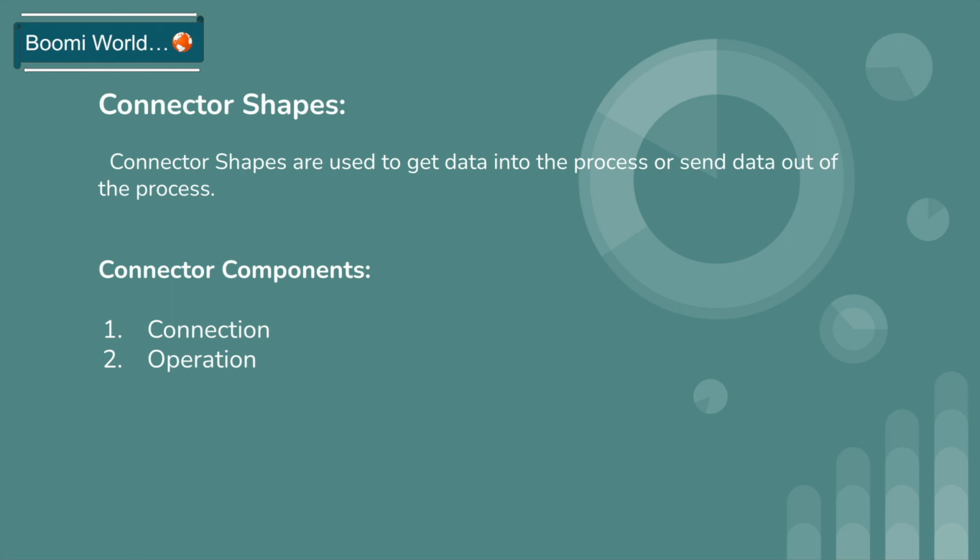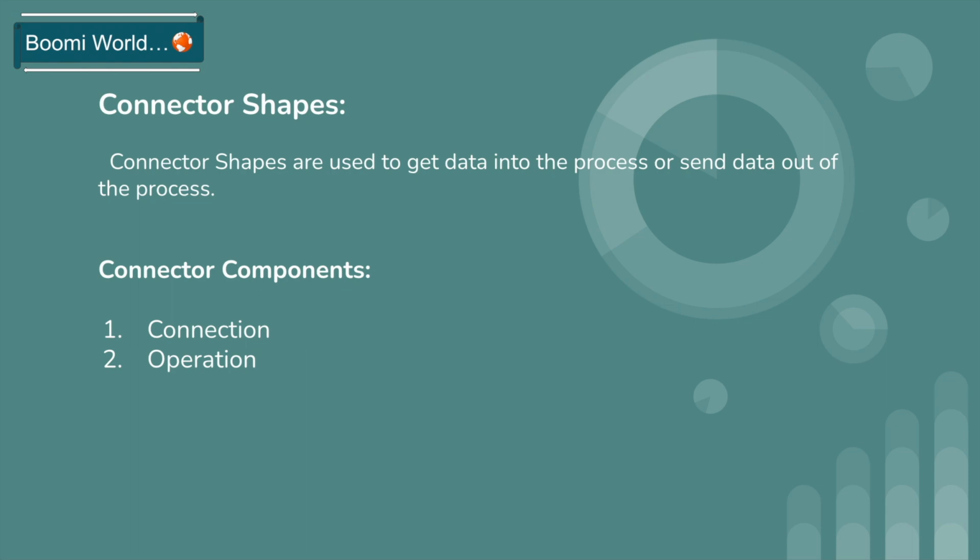To connect to that third party application, we need some URL, username, password, host, port number, and so on. By using all those details, you need to build one connection component in Boomi. With the help of that connection only, you will be able to connect to the third party applications. And what is this operation?